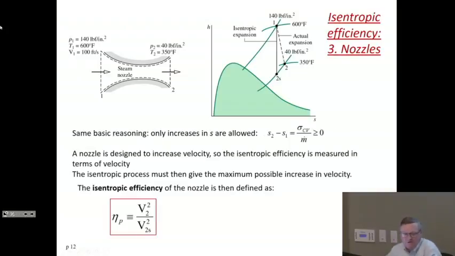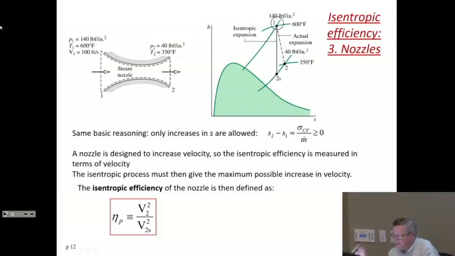The third machine that we have to look at are nozzles. So it's really basically the same reasoning, only increases in entropy are allowed. So the S2 minus S1, the irreversible losses, has to be larger than 0. But we are treating it differently here because nozzles are designed to increase velocity. So we have to express the isentropic efficiency in terms of velocity losses. And the principle is exactly the same.